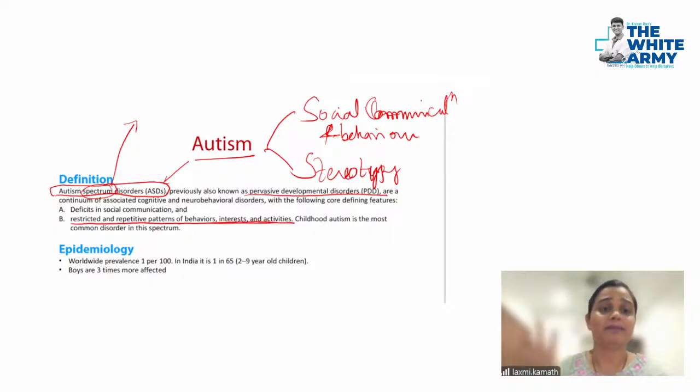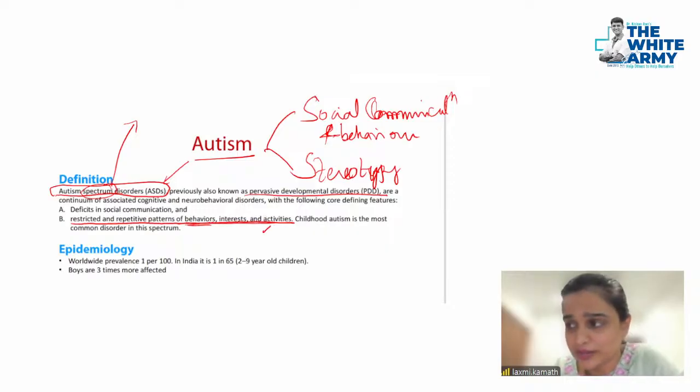For example, flipping of the hand, or doing the same kind of movements, continuous rolling, just using the same kind of gestures round the clock. Or interests, like I told, they are very much interested in rotating objects. So they are always staring at the fan or using the same toy which has a rotating wheel. So these kinds of repetitive restricted interests they have. So 2S, simple to remember: social communication and behavior, and stereotypy, that is stereotyped movements and behavior, commonly seen in autism.